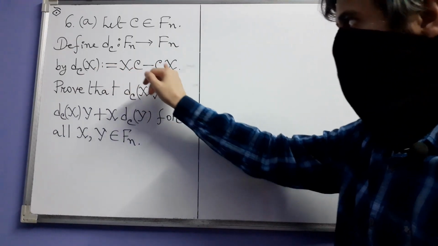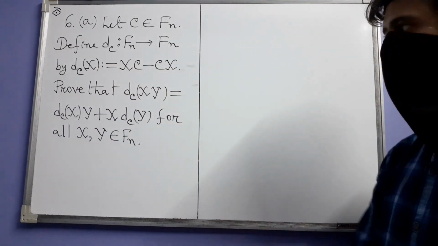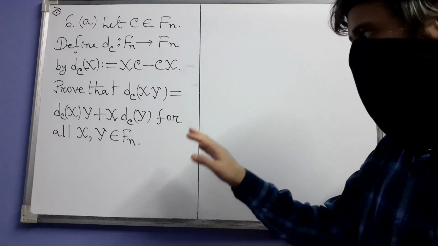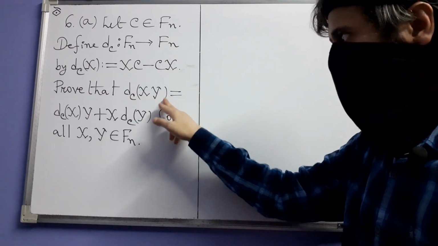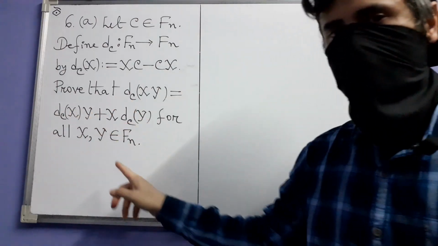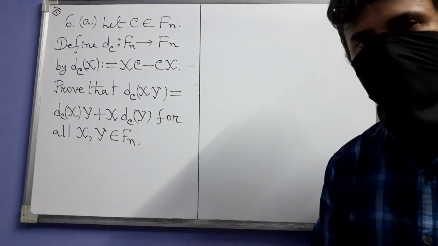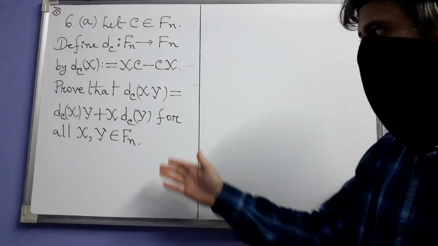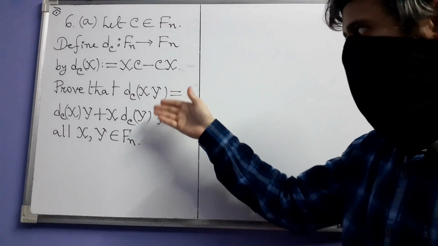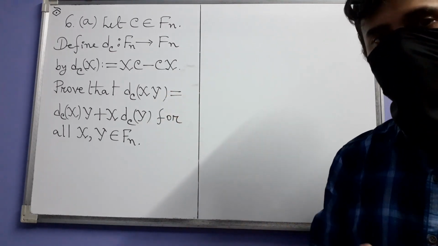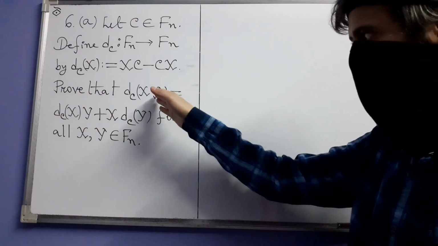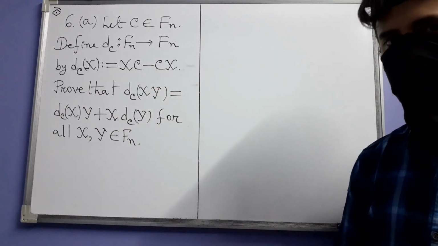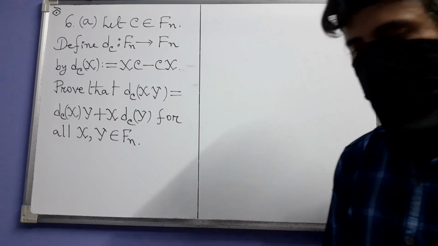is xC minus Cx. So we have to prove that for any two matrices x and y in Fn, dC of xy is dC of x times y plus x times dC of y. Does this not remind you of the product rule of derivative? It is like that. I mean, it has that same structure. So let's solve this part first.